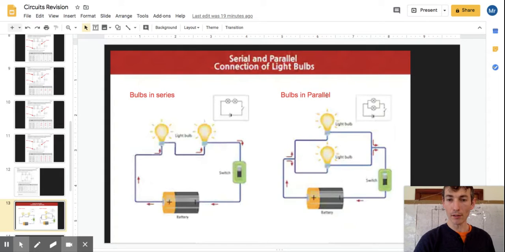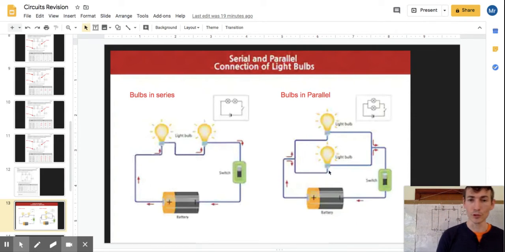When bulbs are in parallel, this means that the current can flow from the battery, and then there's a junction here. Okay, the current is going to split in 2. Some of the current can then flow through that bulb, and then some through that bulb. Then they both come back together, meet around, and then back to the battery. And these bulbs, a bit like from your maths classes, if 2 things are side by side, they are parallel to each other.